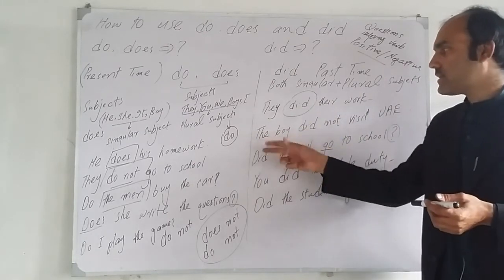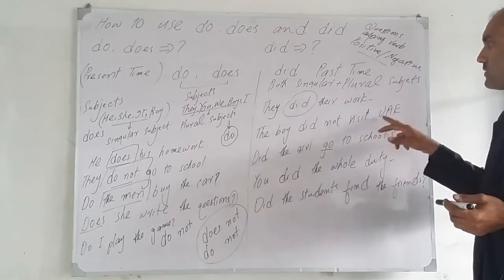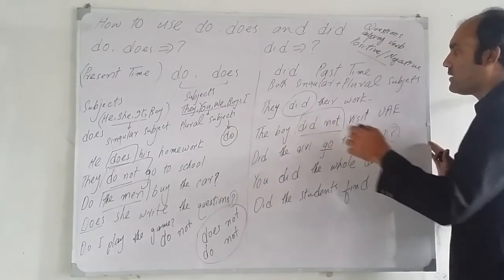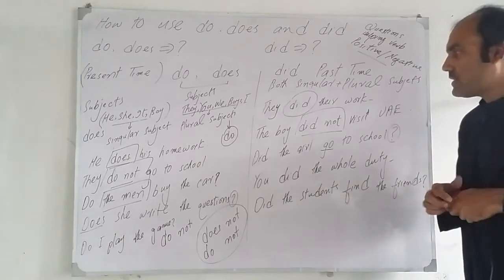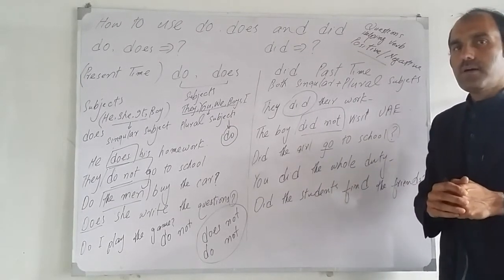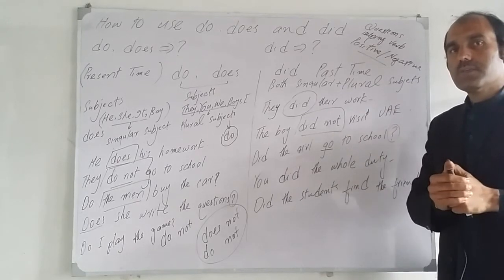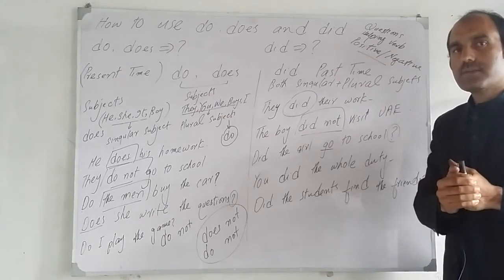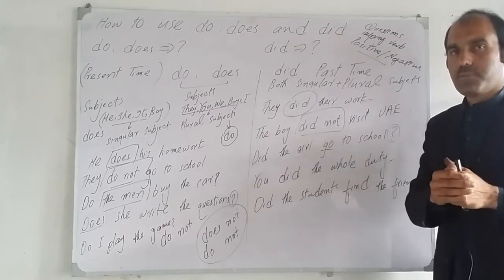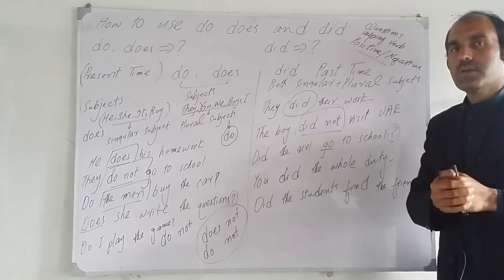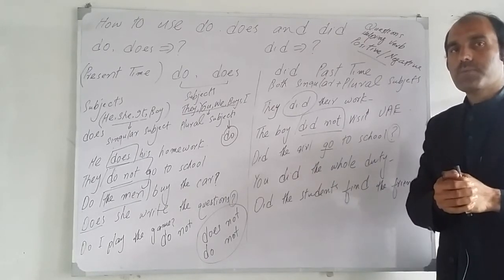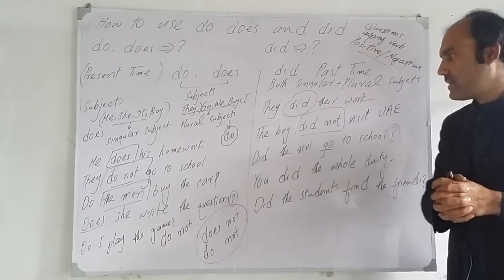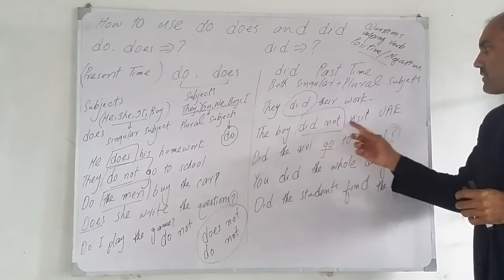Now come to the second sentence. The boy did not visit UAE. Again here you can see did not, and this is used for negative sentences. For negative sentences, you can use did not when you are making a sentence for the past time. Did not is used as a helping verb for the formation of negative sentences in the past time. The boy did not visit UAE.